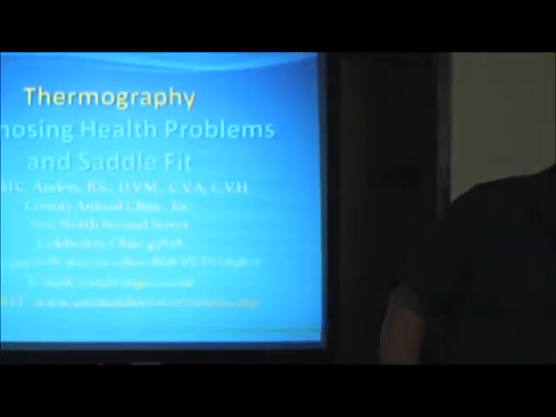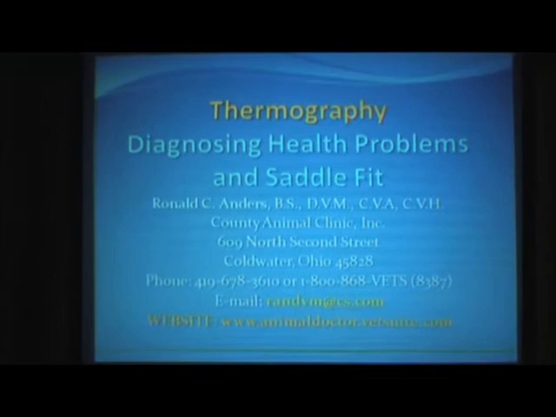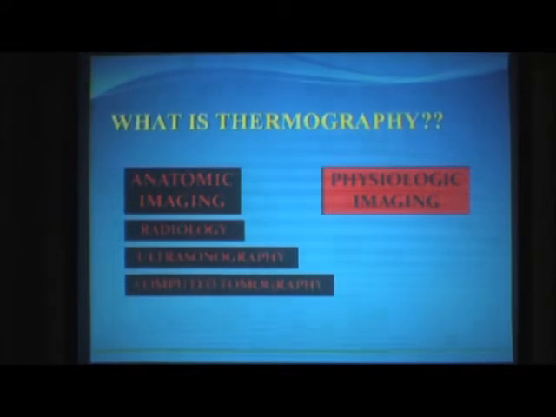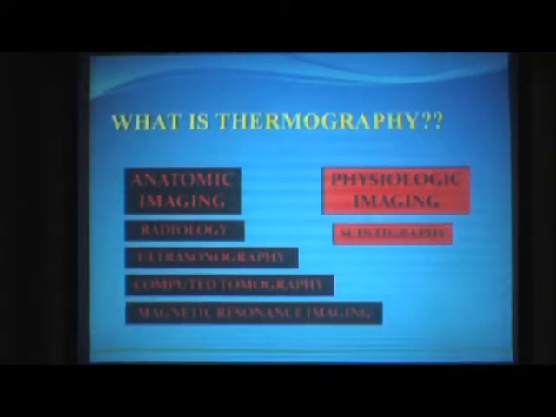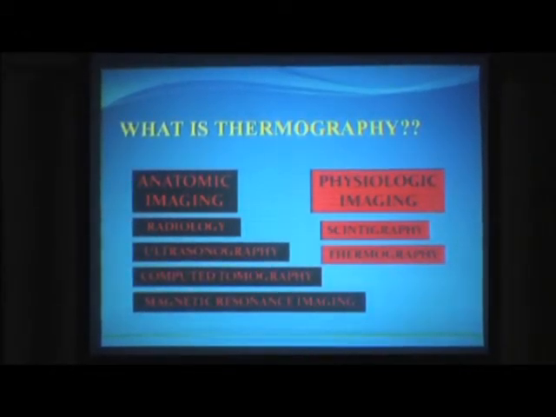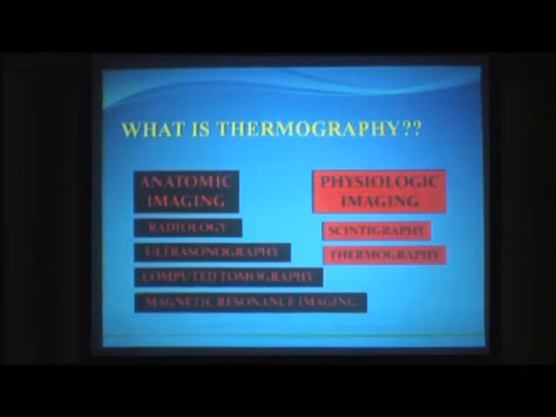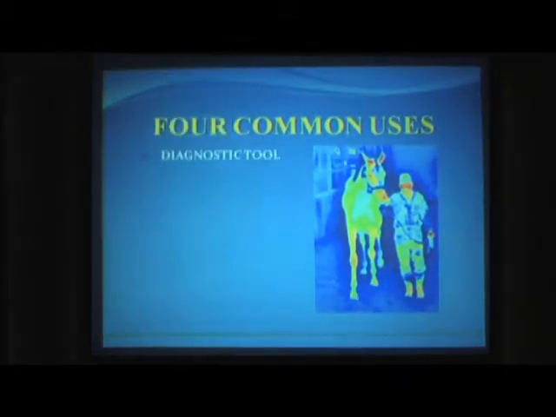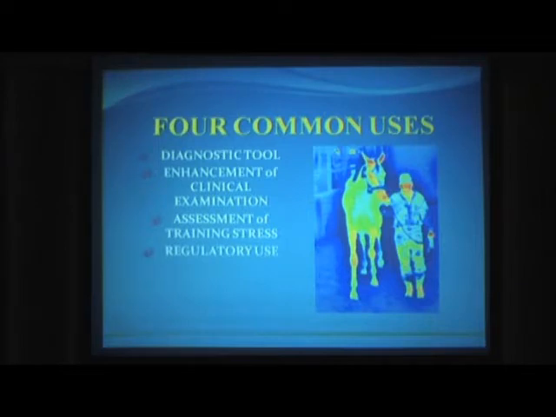I'll go over this pretty quick with you because we want to work on some horses yet here. So I'm not going to go into all this. Basically, we were talking a little bit earlier about the different types of diagnostic imaging that can be done. Anatomic imaging: radiology, ultrasound, computed tomography, MRIs, whereas physiological imaging is more scintigraphy and thermography. These are different methods that can be used for diagnosing certain problems. And some of the uses: it's a diagnostic tool, enhances the clinical examination, assessment of training stress, regulatory use.